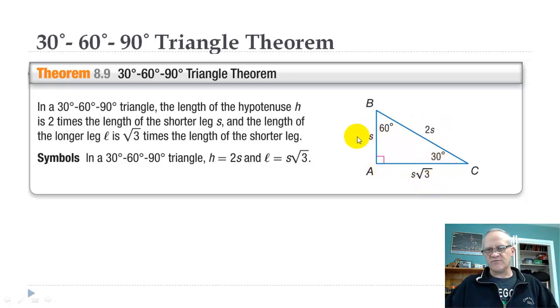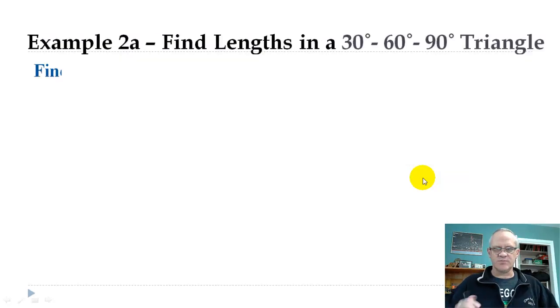So it all starts from this side. Whatever the short side is, whatever S is, you just go times 2 to get the hypotenuse, and then times the square root of 3 to get the other leg. Okay, let's look at a few examples here.